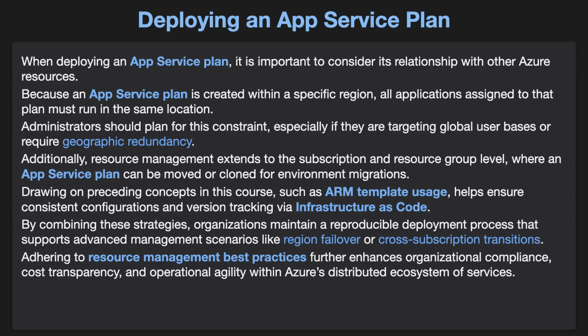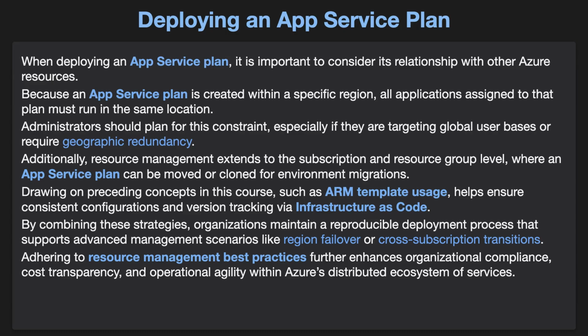When deploying an app service plan, it is important to consider its relationship with other Azure resources. Because an app service plan is created within a specific region, all applications assigned to that plan must run in the same location. Administrators should plan for this constraint, especially if they're targeting global user bases or require geographic redundancy.